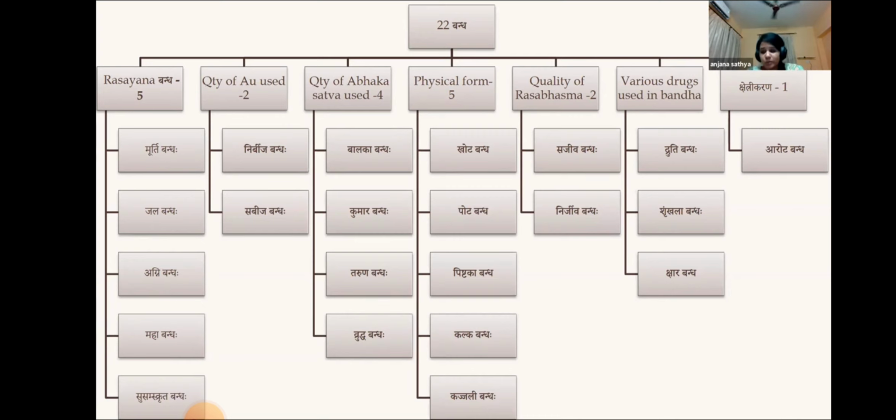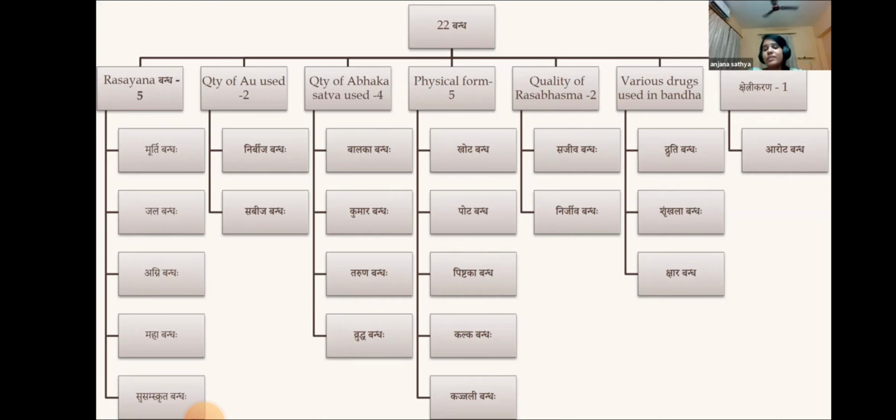Based on the physical form, or the end product of the bandha, it is divided into five types: Hoda Bandha, Podha Bandha, Pishtaka Bandha, Kalka Bandha, and Kajli Bandha. And based on the quality of Rasabhasma, which is also a form of Rasabandha. Rasa, liquid mercury, is converted into solid state. The solid state can be of pill form, churna form, bhasma form, or flake-like form.